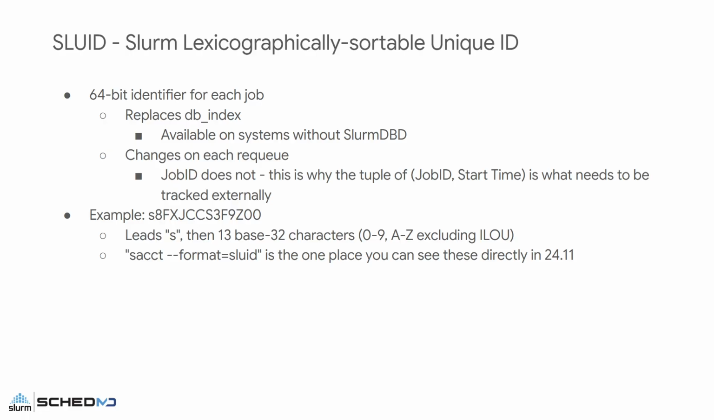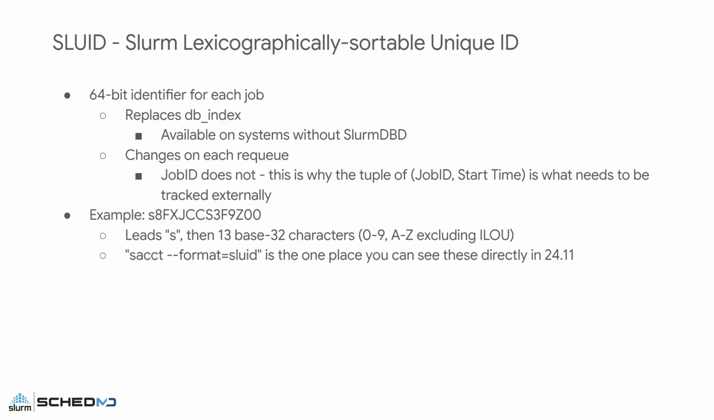I mentioned earlier that the SLUID is what we have pivoted to in the resource management layer within Slurm, keying off of. But it's not directly exposed in all of the client commands yet. There's bits and pieces where you can start seeing this. It is this 64-bit identifier for each job, especially each job run. It does change if a job has been requeued.